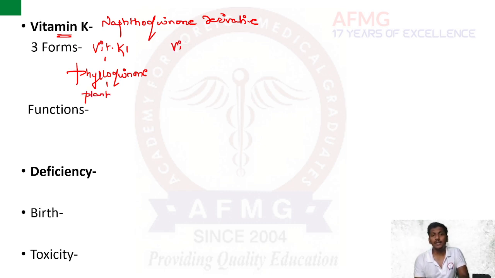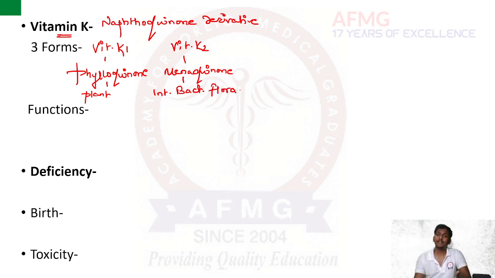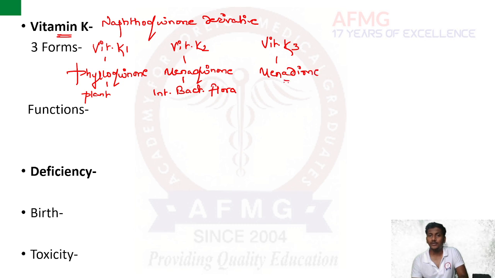Whereas next is vitamin K2, which is also called menaquinone. It is usually derived from the intestinal bacterial flora. As we already discussed, vitamin K can be synthesized in our body inside the intestine by the bacterial flora. So vitamin K2 or menaquinone can be synthesized by the intestinal bacterial flora. And the third form is vitamin K3, also called menadione, and this menadione or vitamin K3 is a synthetic form of vitamin K.